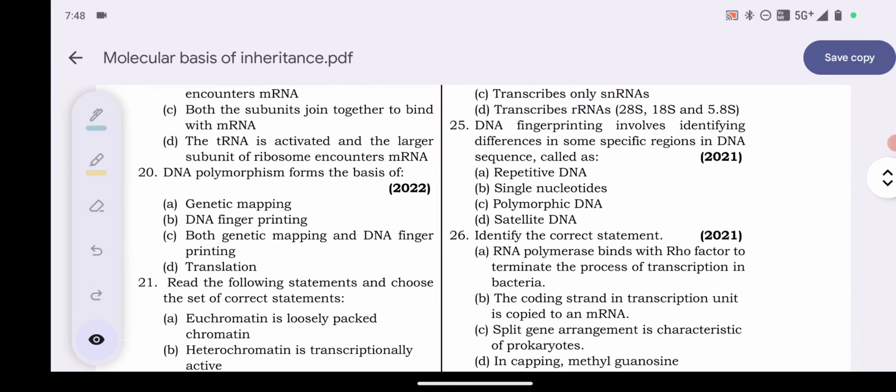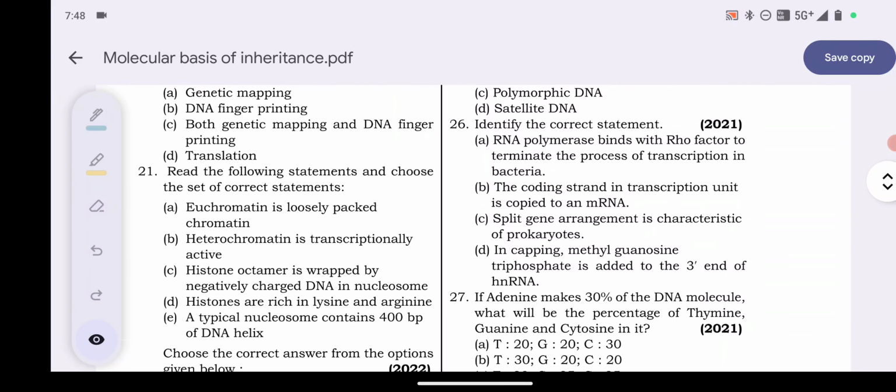Next question, number 25. DNA fingerprinting involves identifying differences in some specific region in DNA sequence called as repetitive DNA, single nucleotide polymorphic DNA, satellite DNA. So here option A will be your answer, repetitive DNA. Explanation. DNA fingerprinting involves identifying differences in specific regions in DNA sequence called repetitive DNA, because in these sequences a small stretch of DNA is repeated many times. So option A will be the answer.